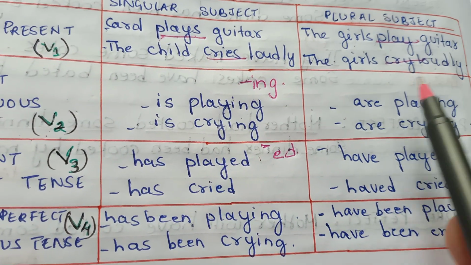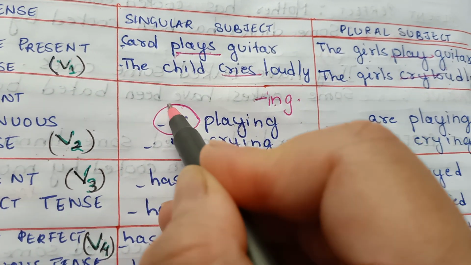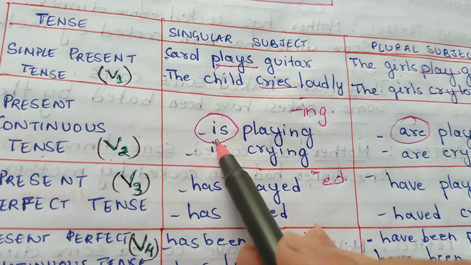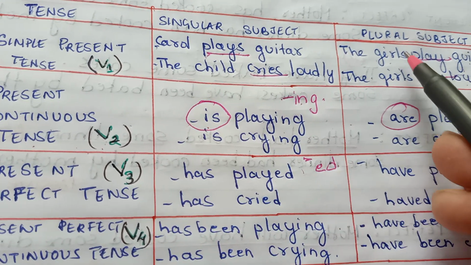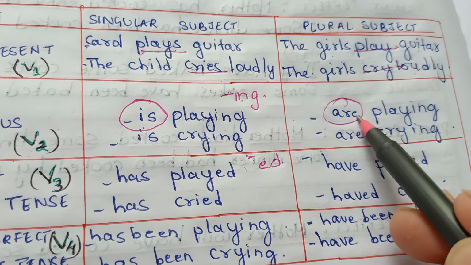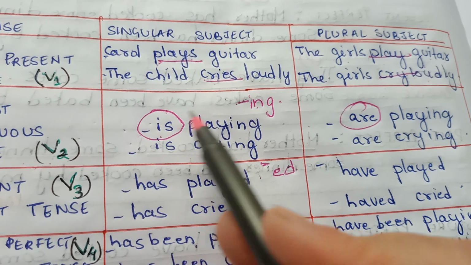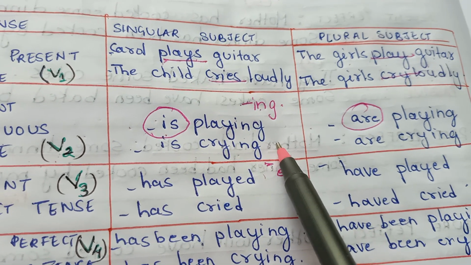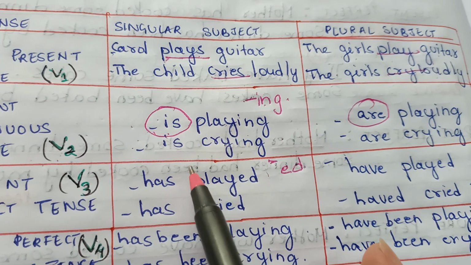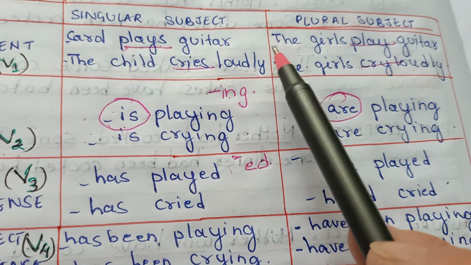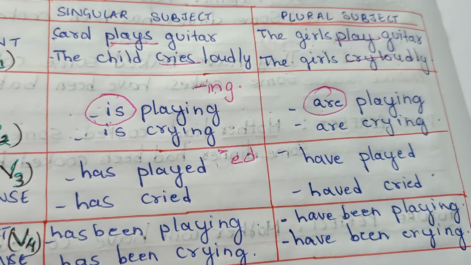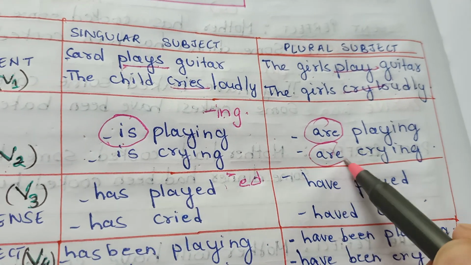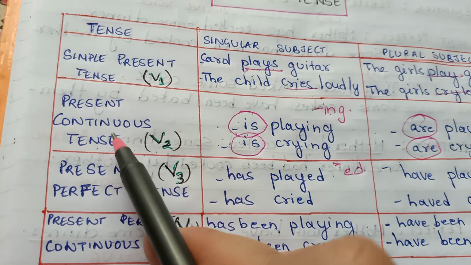So what helps you determine the tense? The helping verbs are is and are. When our subject is singular, our helping verb will be is, and when our subject is plural, our helping verb will be are. So example, Carol is playing guitar. The child is crying loudly. Okay, I've taken the subject and the object the same. Now if we take the subject as plural, the girls are playing guitar. Next, the girls are crying loudly. Yes, so this is our present continuous tense.